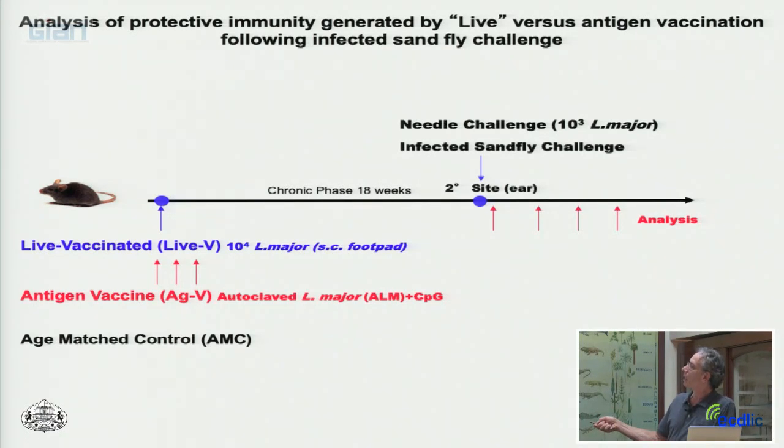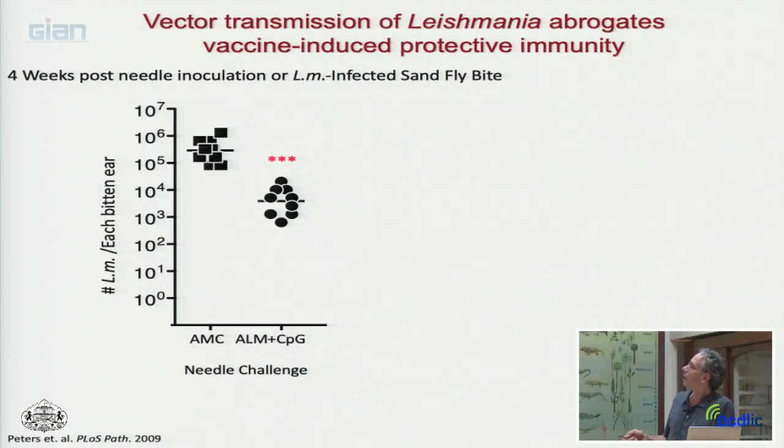And we're comparing these live vaccinated mice with a healed primary lesion to mice that have been immunized with this killed vaccine. This is the killed vaccine that was used in many of the human vaccine trials in Iran, this autoclaved Leishmania major plus CpG. And then we're going to challenge either by needle or infected fly challenge these weeks later and analyze the tissue. So this is 4 weeks after needle inoculation or infected sandfly bite.